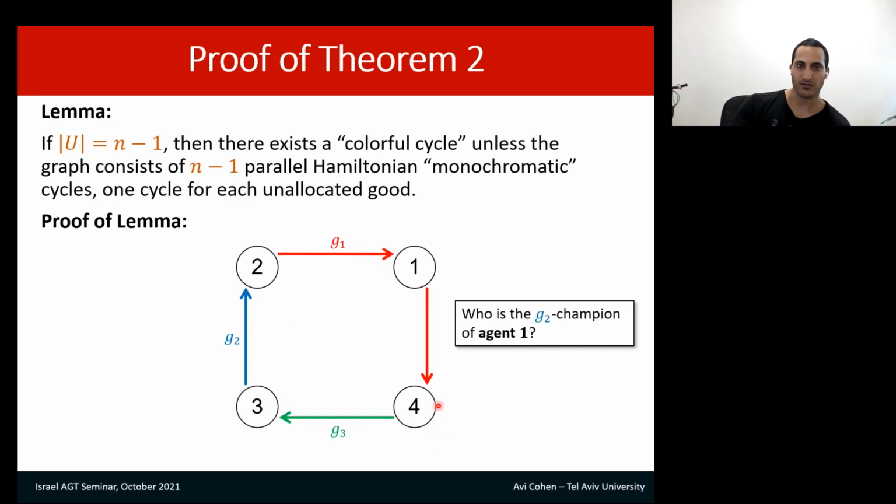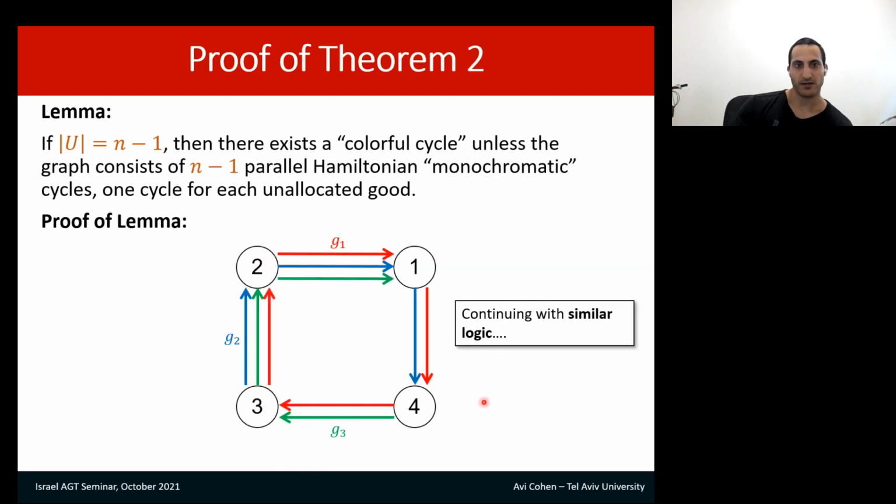Now we ask who is the g2 champion of agent 1. It has to be 2. Otherwise, we get a colorful cycle, whether it's 3 or 4. And finally, we ask who is the g3 champion of agent 2. Again, if it's not 3, then we get a green, blue, red cycle, or a green, red cycle, or just a self-champion cycle with 2. So it has to be 3. Continuing the same logic, we can fill in all the blanks until we know who the champion of each color of all of the agents is. This is a possible case where there are no more edges in the graph. And notice that if there's even one extra edge, it will always close a colorful cycle.